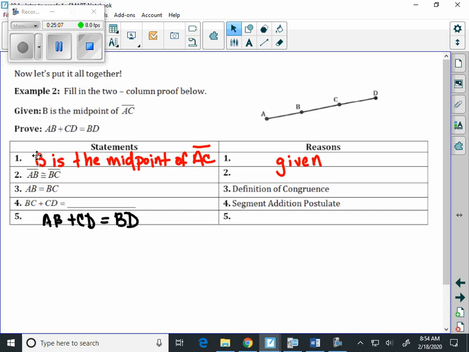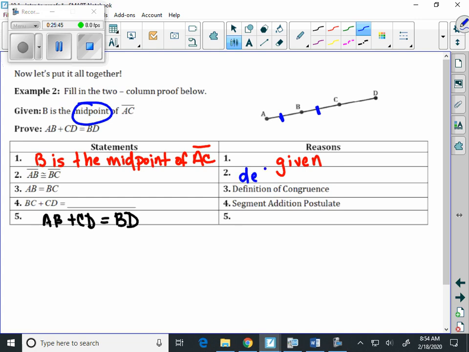But let's look at our first statement here, number 2. Because remember, a proof is in numerical order here. We've got our given. So it says AB is congruent to BC. Well, why do we think that? And if we go back to what's given, B is the midpoint of AC. There's a vocab word in this. So what we can say is, this is the definition of midpoint.